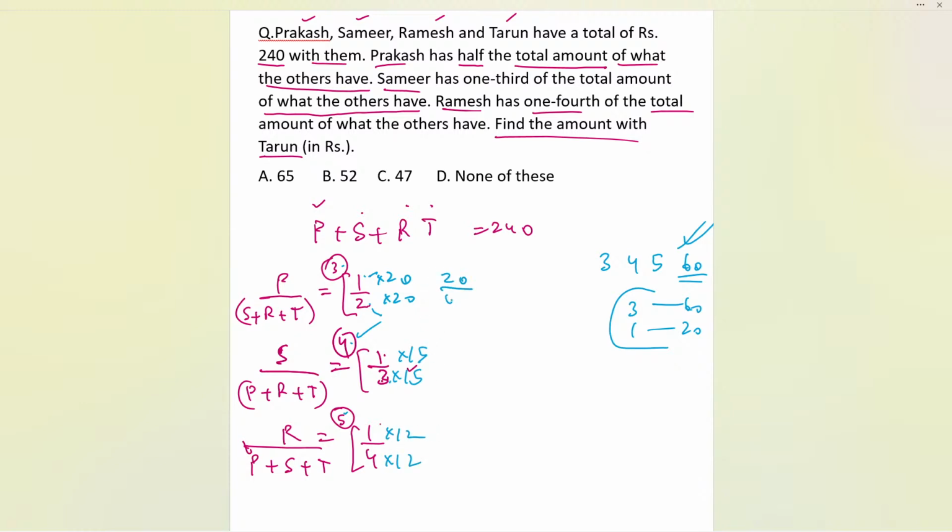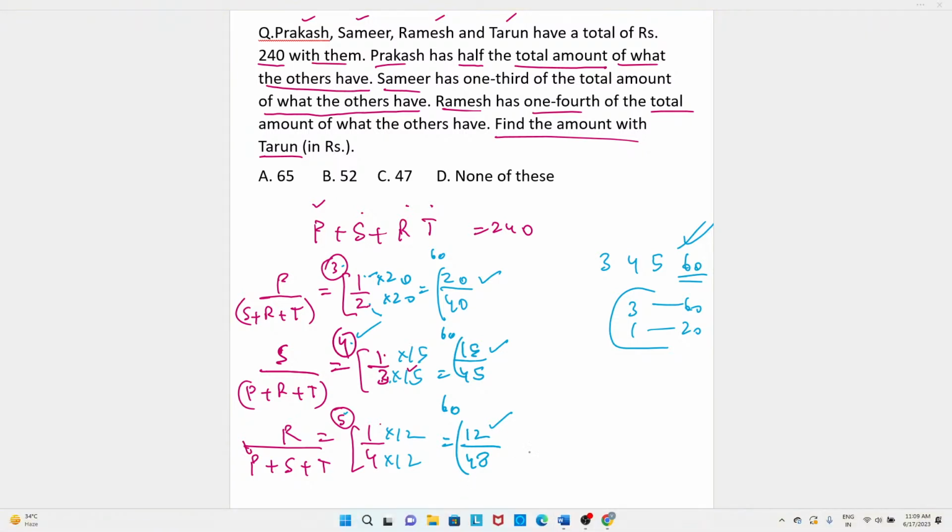It will be 20 by 40. Then we have 15 by 45 over here. Then we have 12 by 48 over here. This I will be getting. Now the total is 60 over here, here also 60, and at last also 60. Further, we now know the ratios 20, 15 and 12. So can I write over here 20, 15 and 12? These are basically the money that they all have.